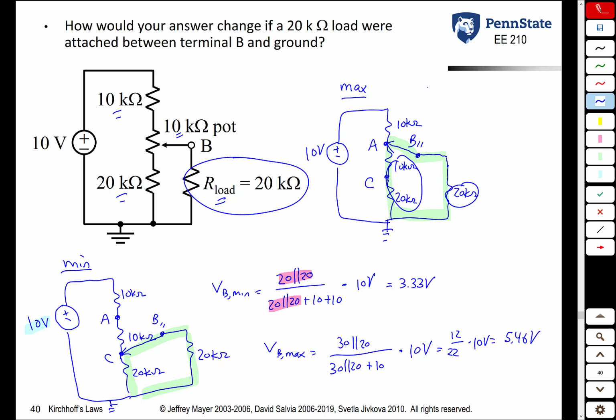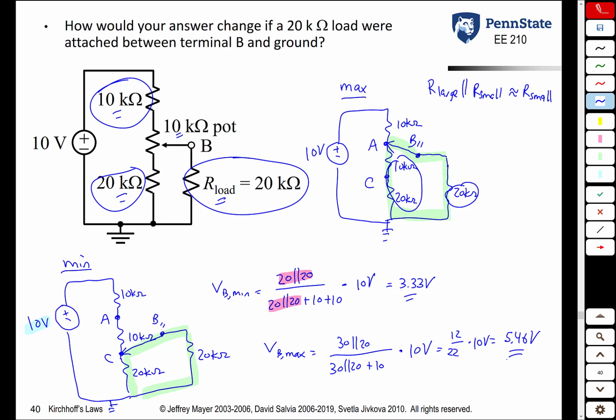And that's because if you have a large resistance in parallel with a small resistance, it's going to be approximately equal to the small resistance. So in this example, the load resistance was of the same order as these resistors here, and so it has a huge effect on the voltage swing. Instead of being 5 to 7.5 volts, it's 3.33 to 5.46.